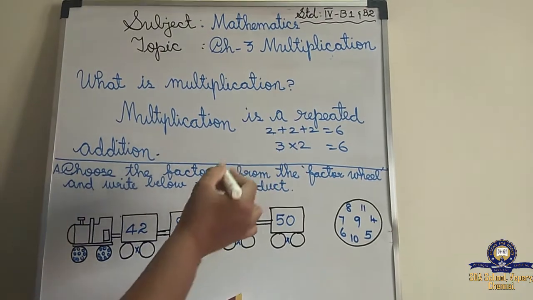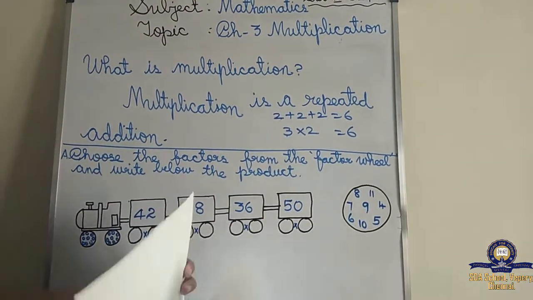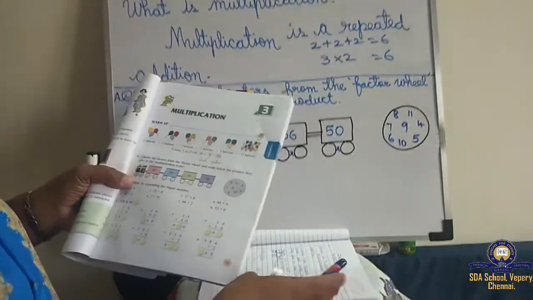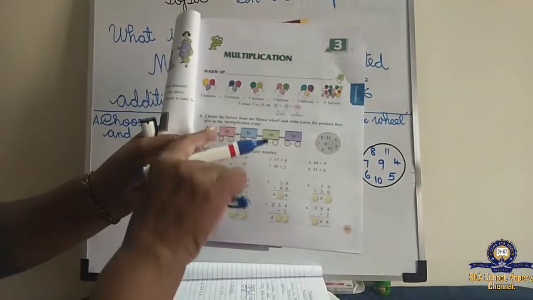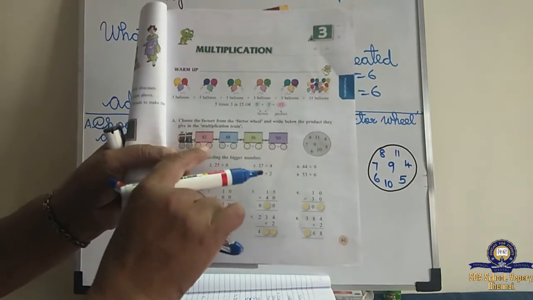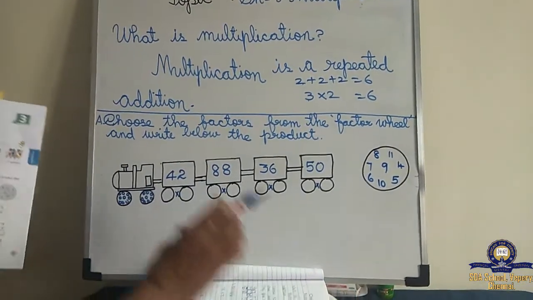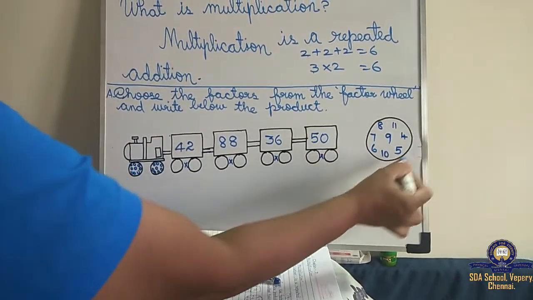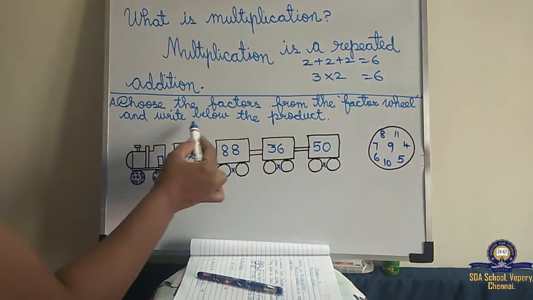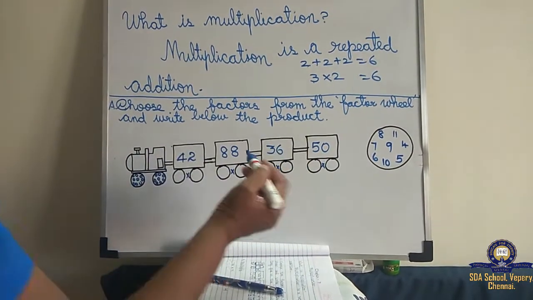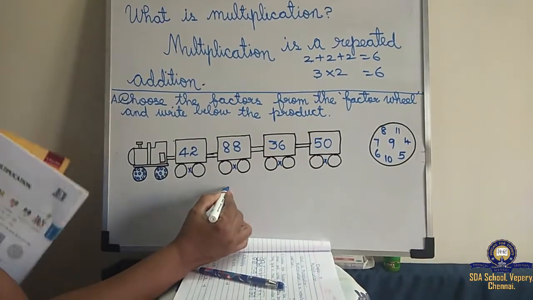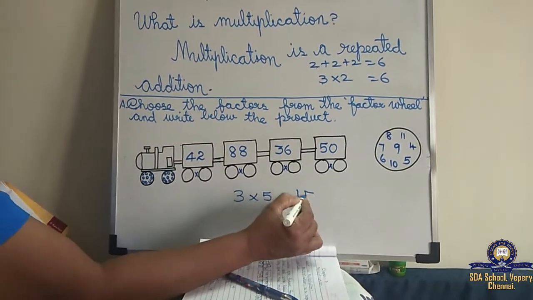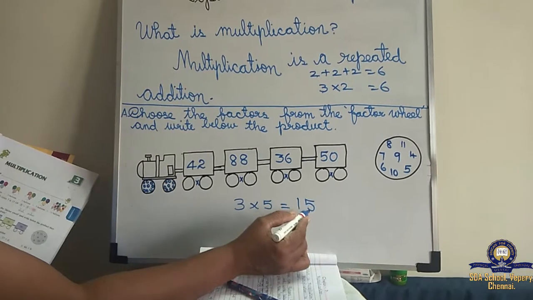Now all of you who have the book, turn to page number 41. This A sum I am going to do. Choose the factors from the factor wheel, and write below the product. If 3 into 5, what will come? 15. 3 into 5 is equal to 15.